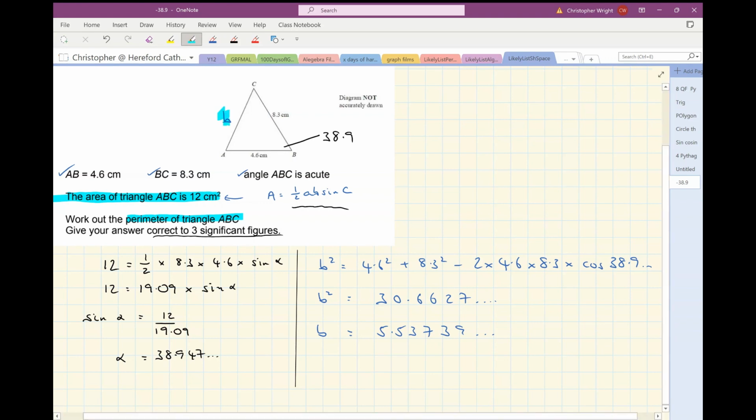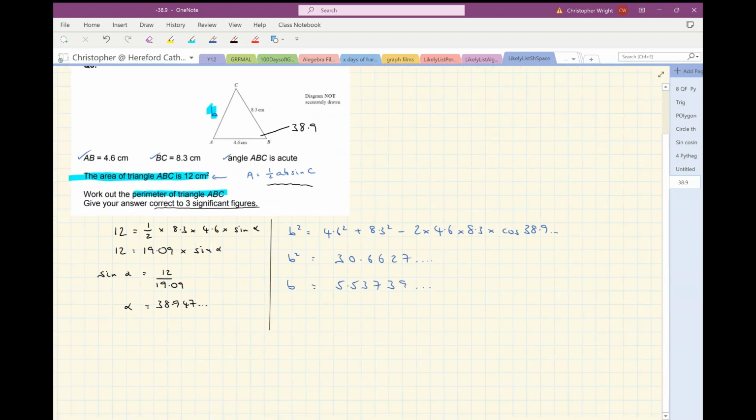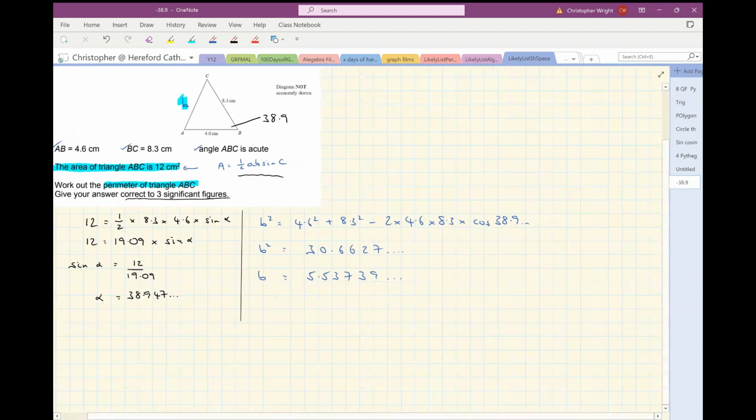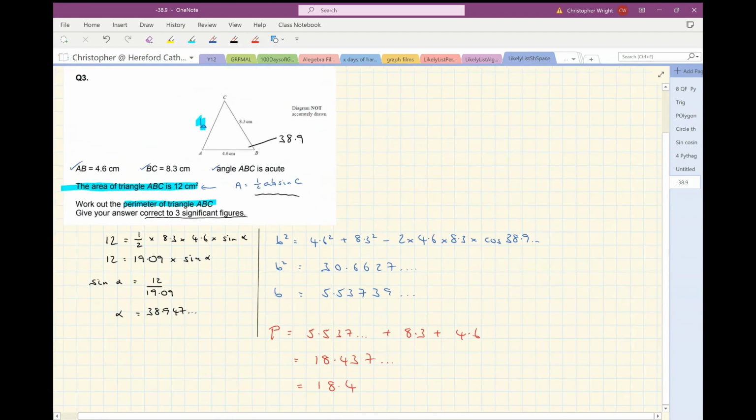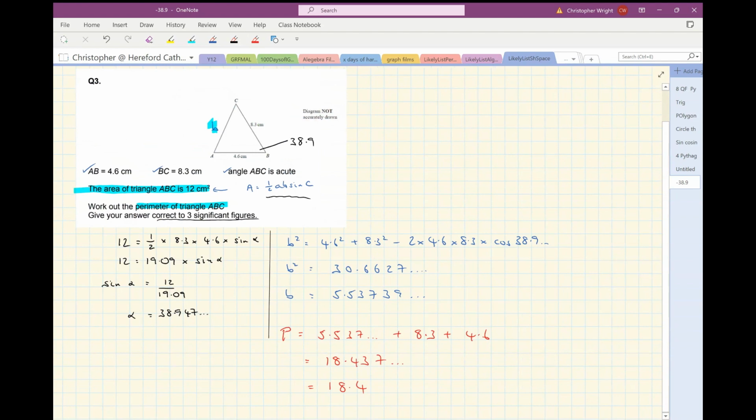Good. So now I'm in a position to answer the question, because the question was work out the perimeter of the triangle. So the perimeter of the triangle is going to be the length of b, 5.537, and so on, plus 8.3, plus 4.6, which gives me a perimeter of 18.437, and so on, which to 3 significant figures is 18.4 centimetres. And that is question 3 complete.